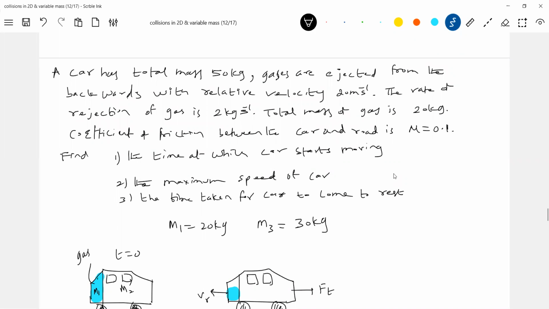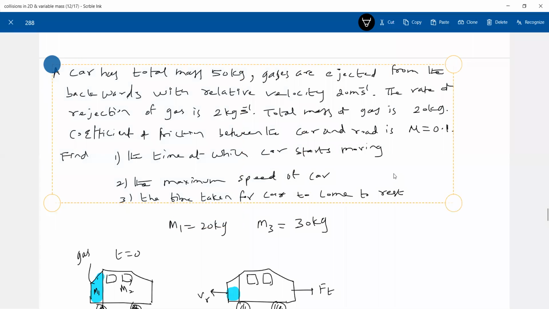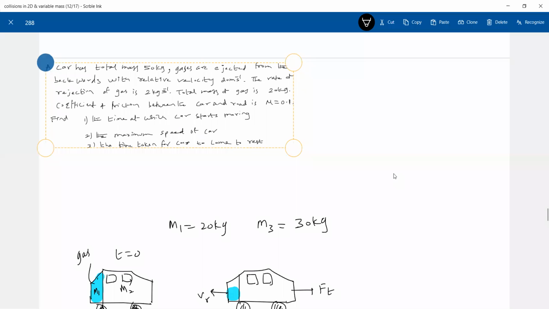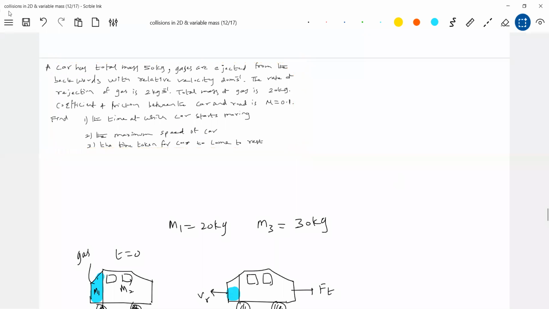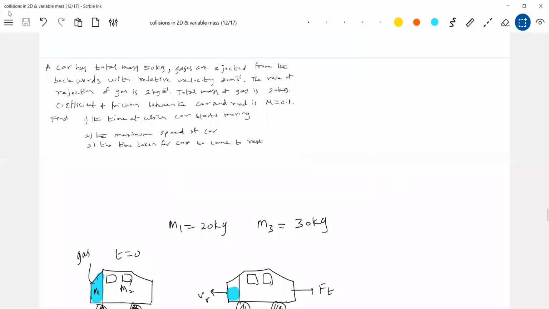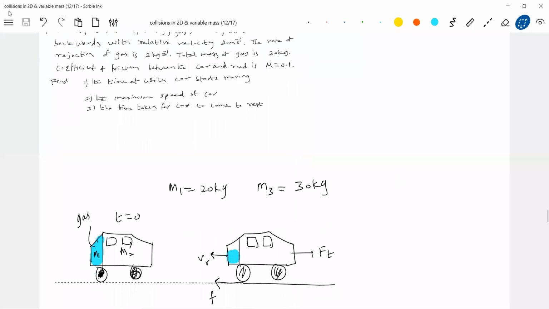All of you read the question. I'll make the question a little bit smaller. Immediately will the car start moving? That is what we have to cross check.